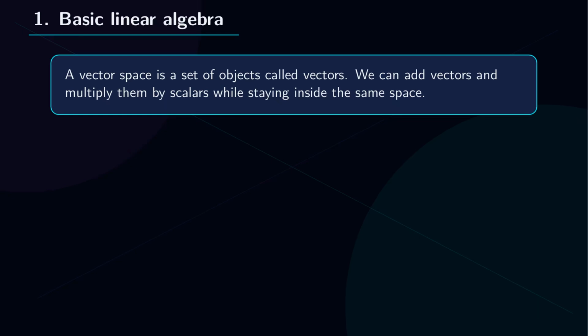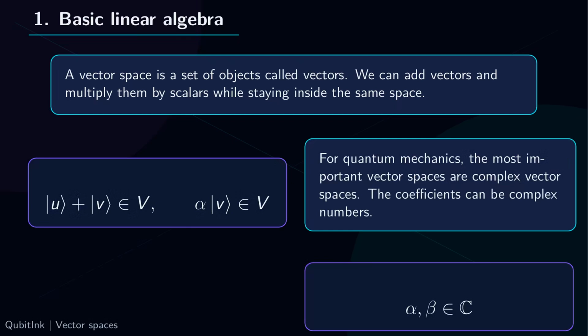We begin with a vector space. It is a collection of vectors for which vector addition and multiplication by scalars are defined, and both operations keep us inside the same space. The equations show those two closure properties. In quantum mechanics, the scalars are generally complex numbers, so complex vector spaces are the natural setting.